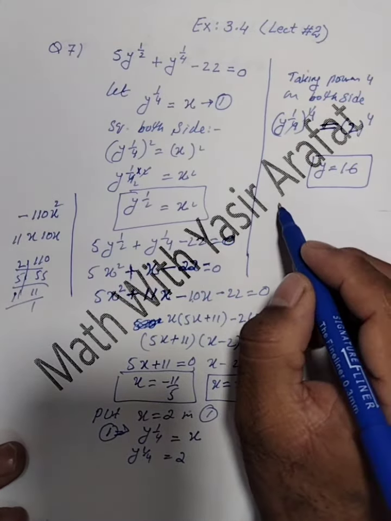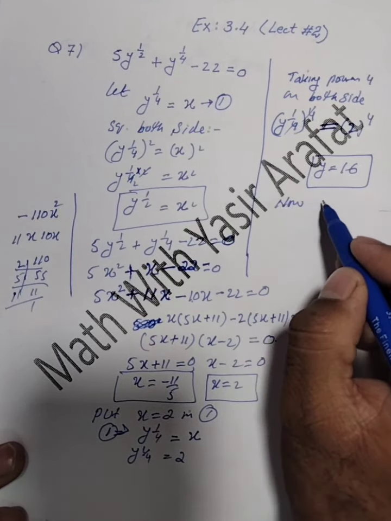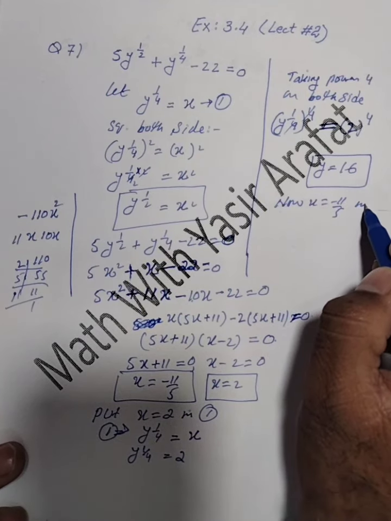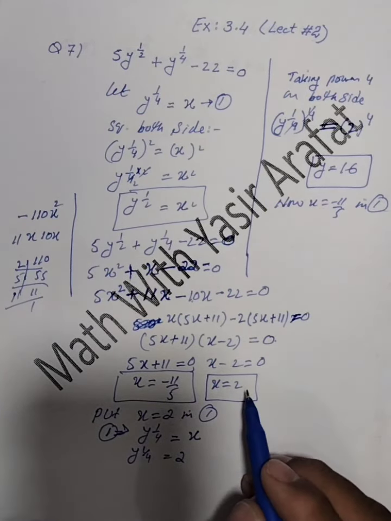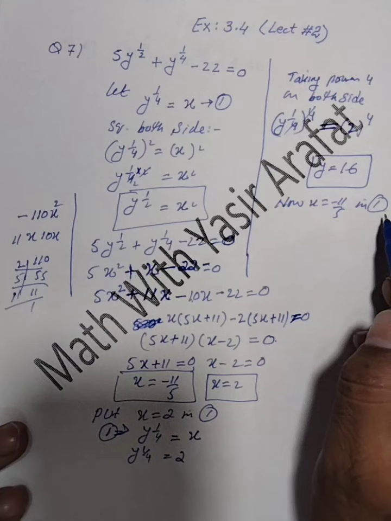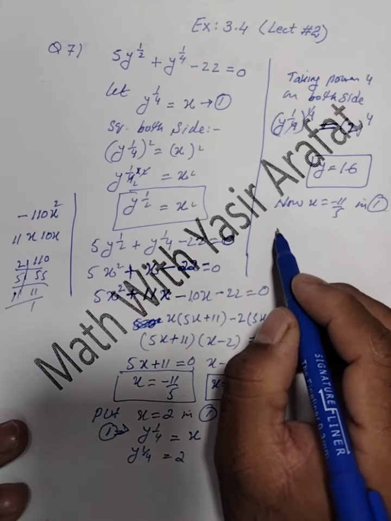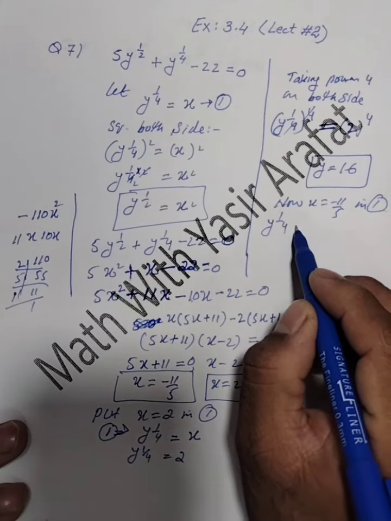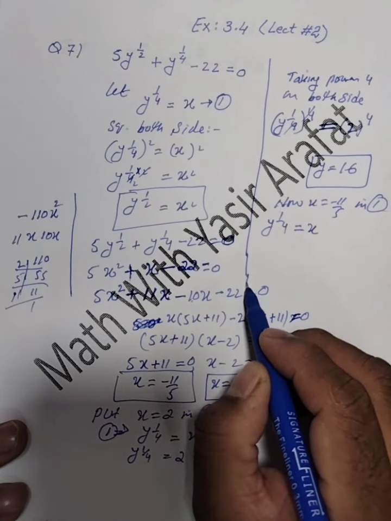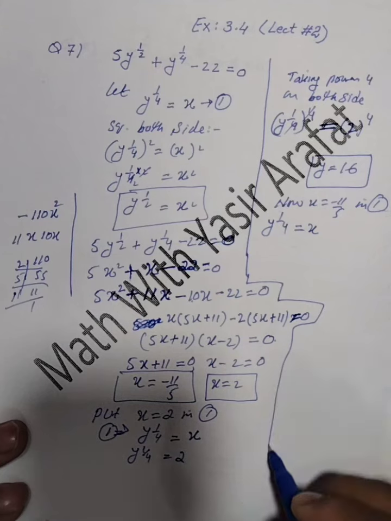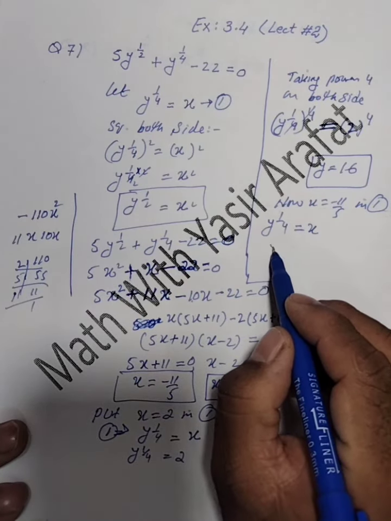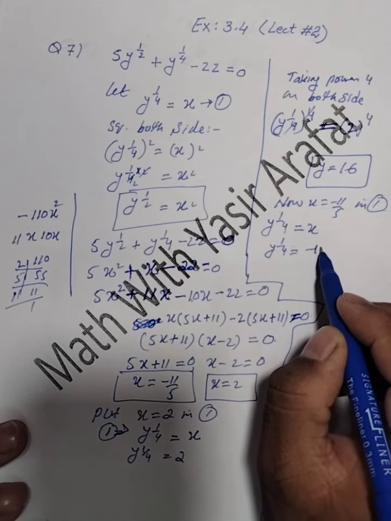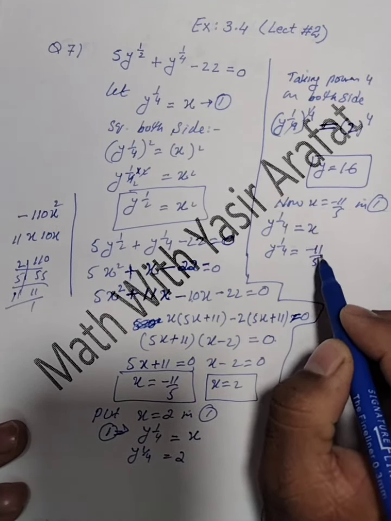is equals to 2. Now we have to put x is equals to minus 11 upon 5 in equation number 1 again. In equation number 1 again here. So this is y power 1 upon 4 equals to x. So here again y power 4, x value of x is minus 11 upon 5.